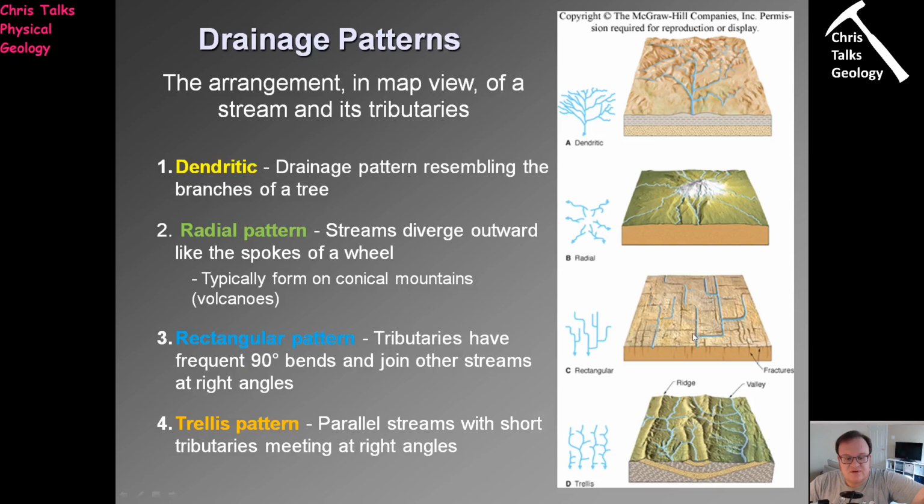Then we have what's referred to as a rectangular pattern. So as you can quite clearly see, if you just look at the picture here, you'll see the rivers and the tributaries are all joining together at approximately 90 degrees. And that's because the tributaries and the rivers are exploiting joints, so cracks, in the rock.